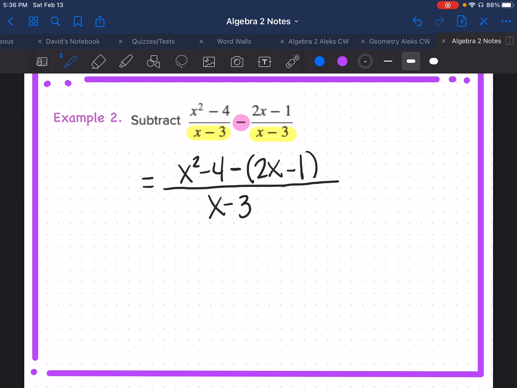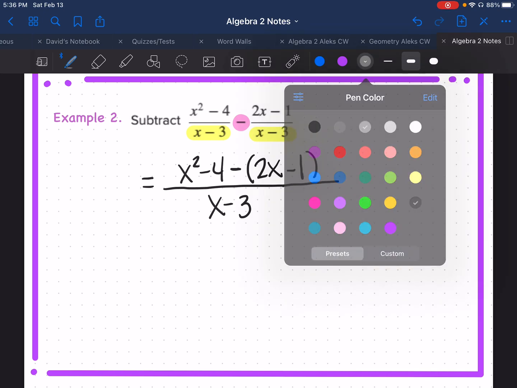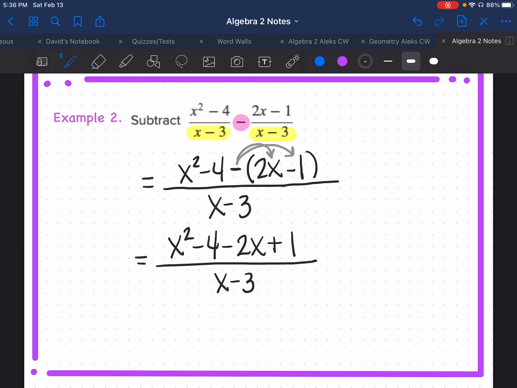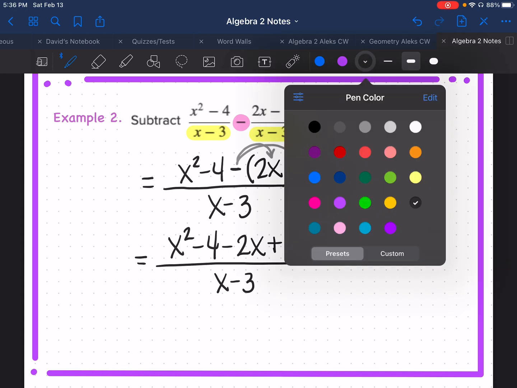Once I do my distributing, I'm going to get minus 2x, but when I distribute the negative here, I'm going to end up with plus 1. So let's do that next. I'm going to have x squared minus 4 minus 2x plus 1. Be very, very careful. Now in the numerator I can combine like terms.